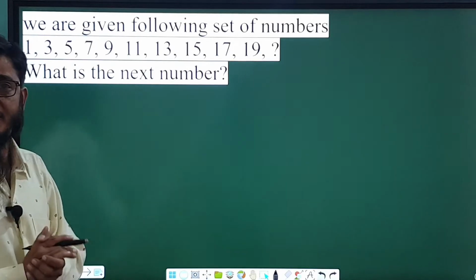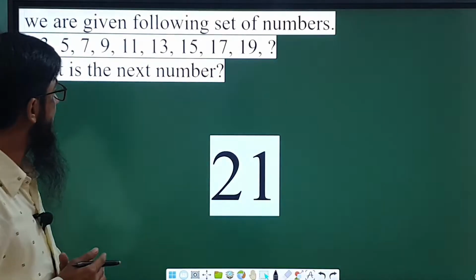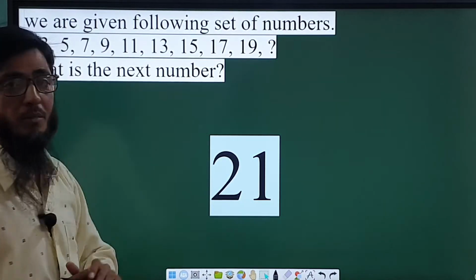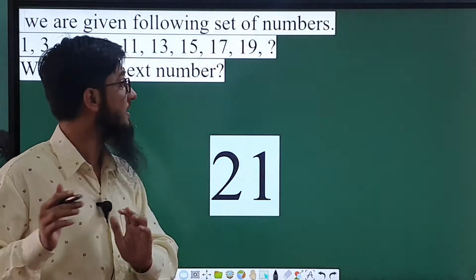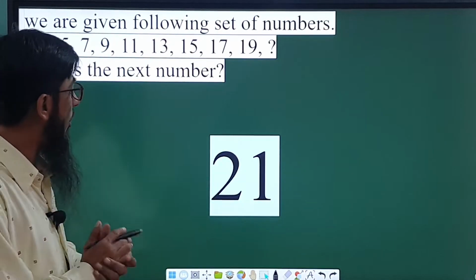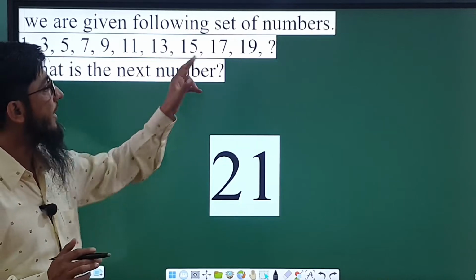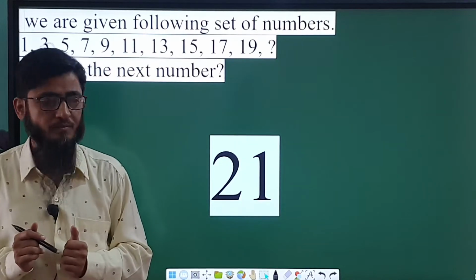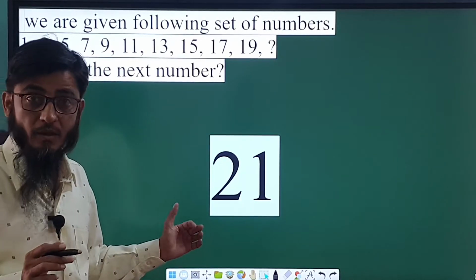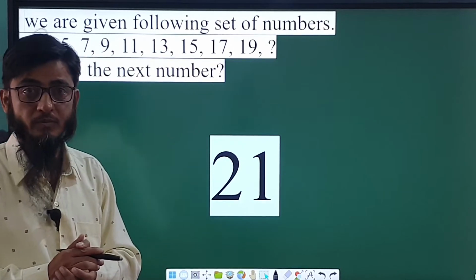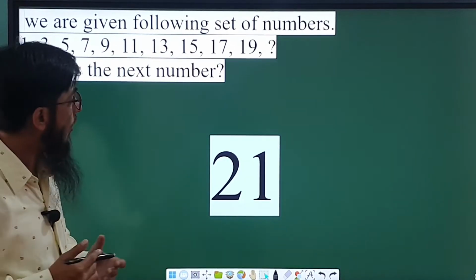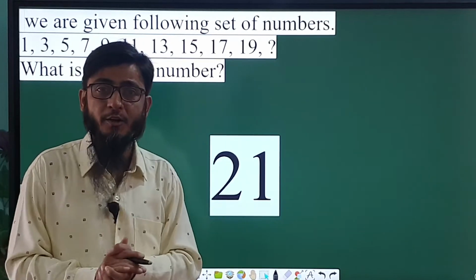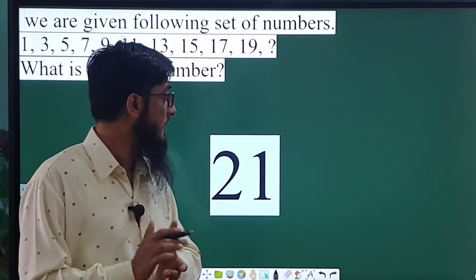Great, great, great. Everyone knows the next number is 21. This is a set of odd numbers: 1, 3, 5, 7, 9, 11, 13, 15, 17, 19. So the most obvious answer is the next odd number, which is 21. But if I say you may be right, you may be wrong. And if I ask you what is another possible answer, you can pause this video and think.